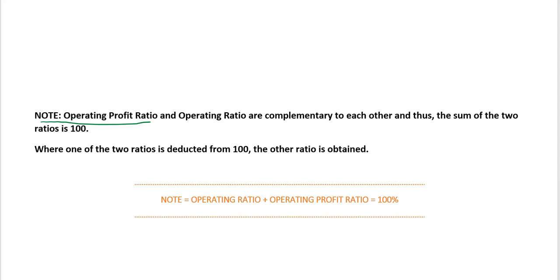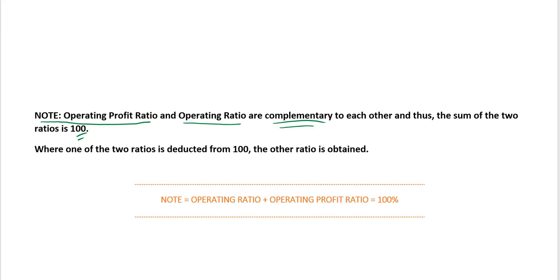Note that the operating profit ratio and operating ratio are complementary to each other, and thus the sum of the two ratios will be equal to 100, which means that where one of the two ratios is deducted from 100, the other ratio is obtained. Operating ratio plus the operating profit ratio will be equal to 100%.